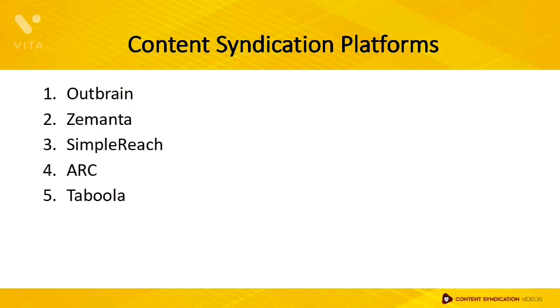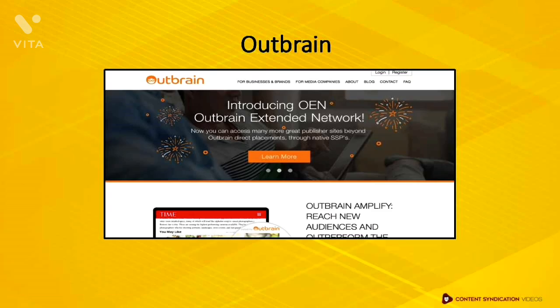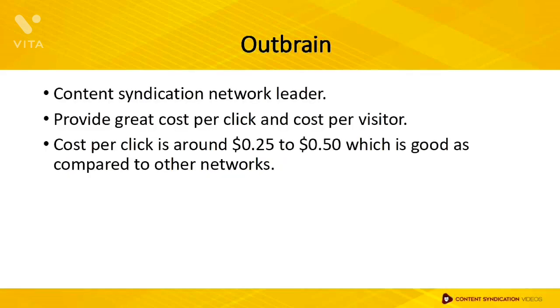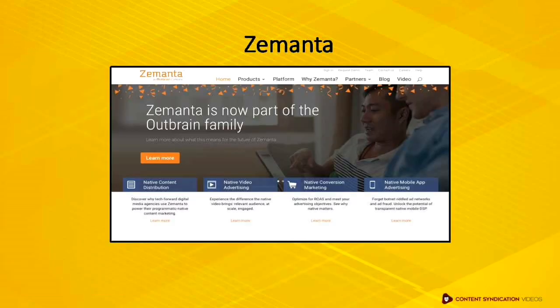1. Outbrain. 2. Zemanta. 3. Simple Reach. 4. Arc. 5. Taboola. First up is Outbrain. Outbrain is one of the content syndication network leaders. They provide great cost per click or cost per visitor for users. Usually, their cost per click is around 25 cents to 50 cents, which is quite good as compared to other networks.